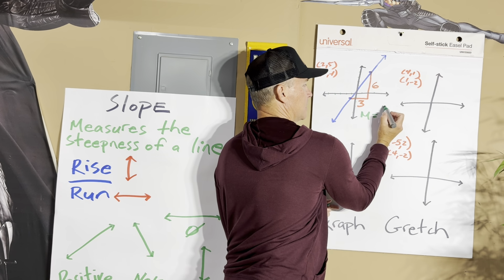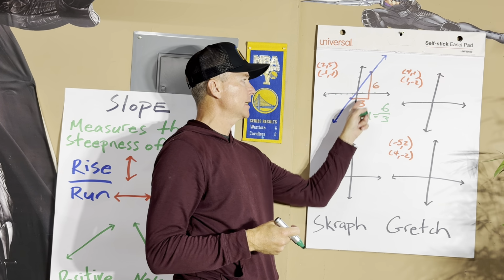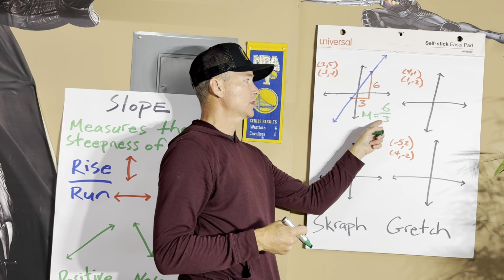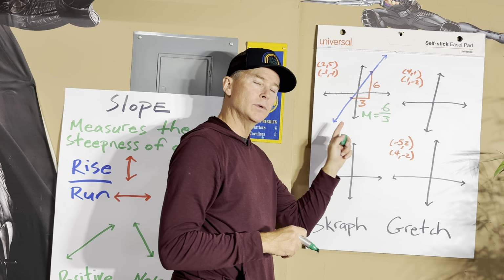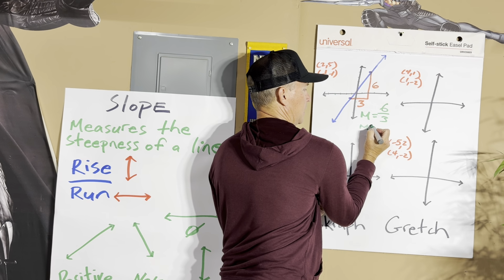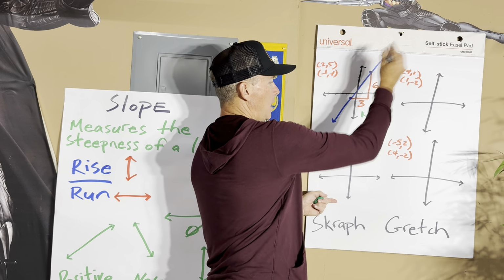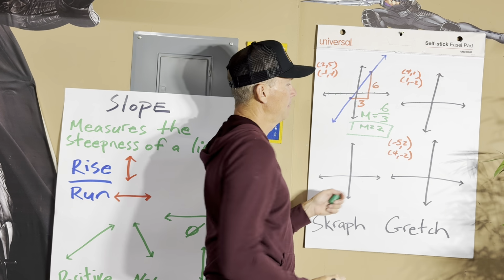Rise over run, 6/3. M equals 6/3. Rise 6, run 3. Now with slope, and we're going to do a few of these and you'll understand this, if you can reduce it to a whole number, you do it. So 6 divided by 3 is 2. And this is a positive slope. It goes uphill. I'm going to explain that in a minute.